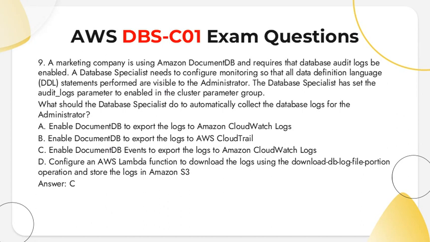A. Enable DocumentDB to export the logs to Amazon CloudWatch Logs. B. Enable DocumentDB to export the logs to AWS CloudTrail. C. Enable DocumentDB events to export the logs to Amazon CloudWatch Logs. D. Configure an AWS Lambda function to download the logs using the DownloadDBLogFilePortion operation and store the logs in Amazon S3. Answer: C.